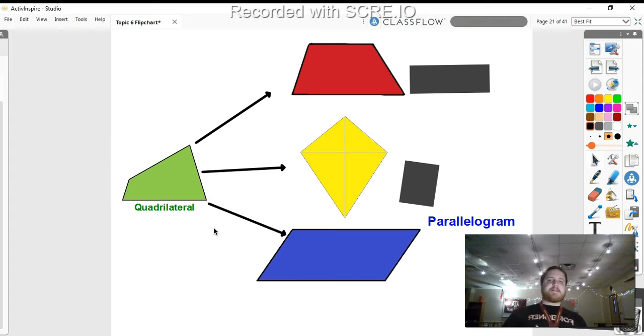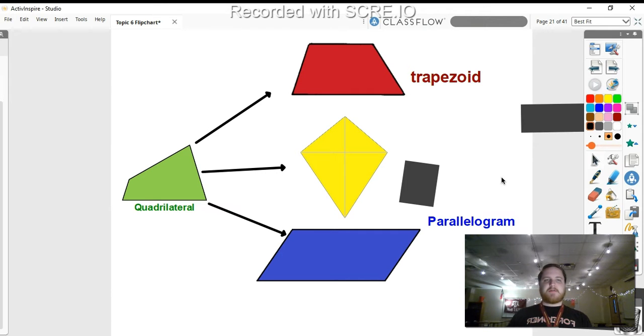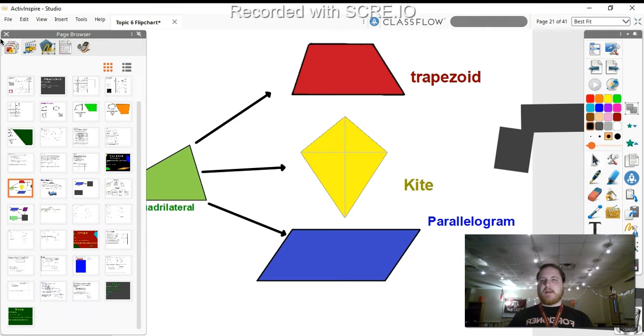Anything with four sides and four angles could be called a quadrilateral. And then we went and talked about some specifics that can make something into a parallelogram. Well, today we're going to talk about the other two of these subcategories, trapezoids and kites. All right, those are the two things we're going to be looking at today, and let's get rolling on that.